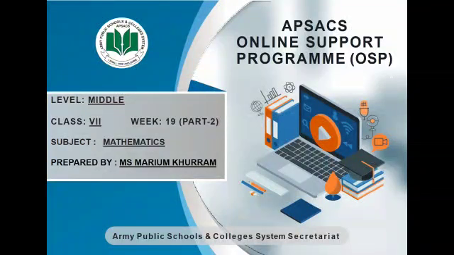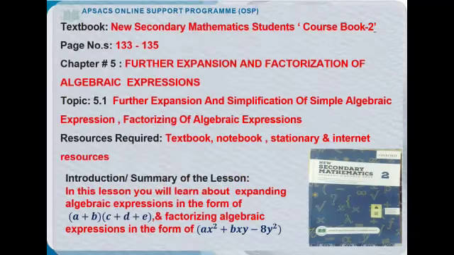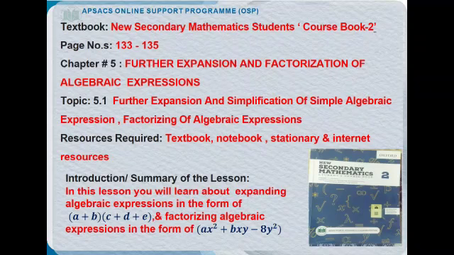Today we are going to study class 7 mathematics. Today's topic is further expansion and factorization of algebraic expressions, the same chapter, chapter number 5. Our textbook is New Secondary Mathematics Student Course Book 2, from page number 133 till 135. Today we are going to continue the same topic, further expansion and simplification of simple algebraic expressions, and one more topic, factorizing of algebraic expressions.